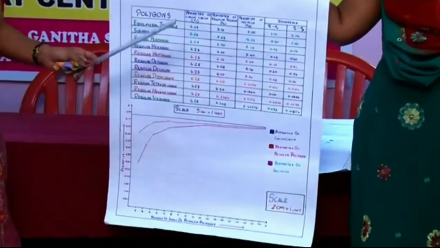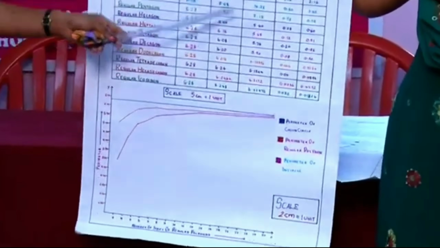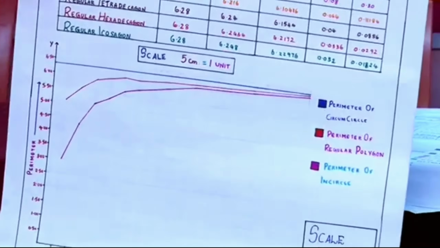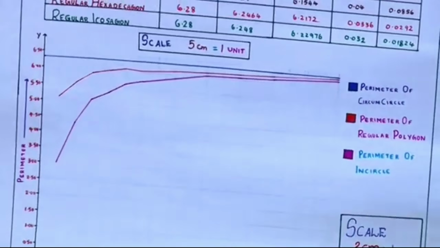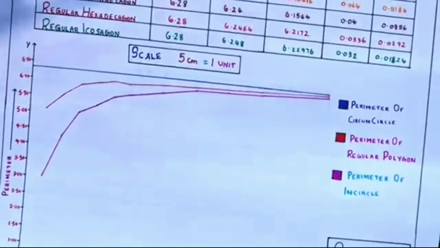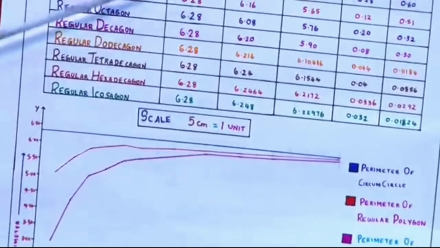In this table, we can see that the perimeter of the regular polygon and the perimeter of the incircle approach the perimeter of the circumcircle, but it does not become the perimeter of the circumcircle. Using this table, we made a graph. We can see all these facts in this graph.